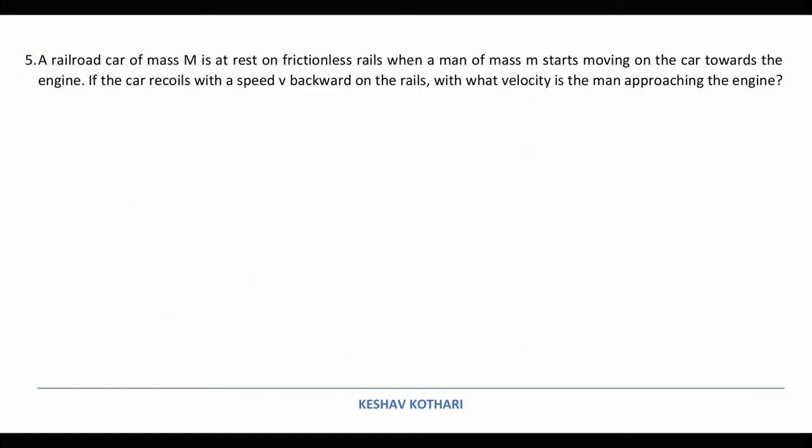A railroad car of mass M is at rest on frictionless rails. When a man of mass m starts moving on the car towards the engine, if the car recoils with a speed v backwards on the rail, with what velocity is the man approaching the engine?